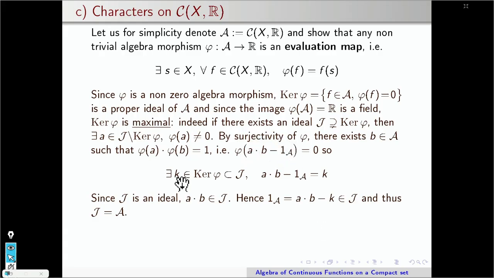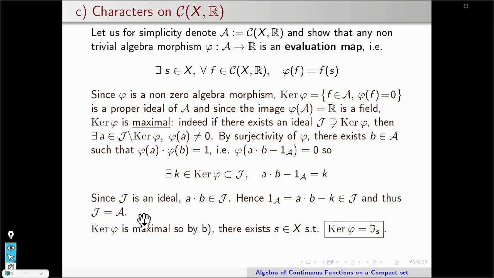So now k in the kernel, it is also in the algebra. So I obtain that A is in the ideal. I multiply by something, it stays in the ideal. K itself is in the ideal, so the unit itself is in the ideal. And again, if the unit is in the ideal, I multiply the unit by anything of the algebra, it stays in the ideal. So A is contained in J, so J must be equal to the whole algebra.